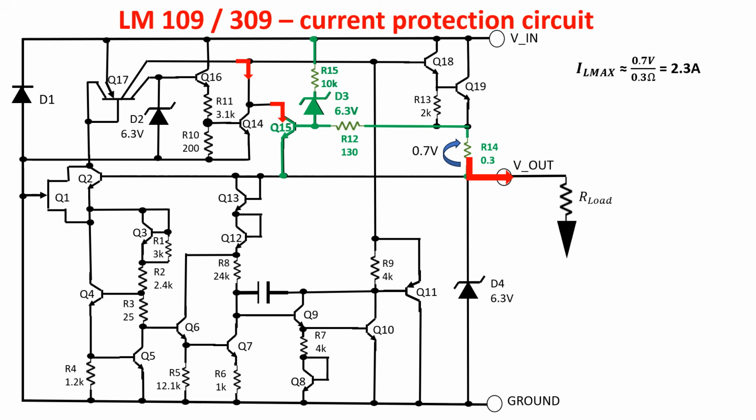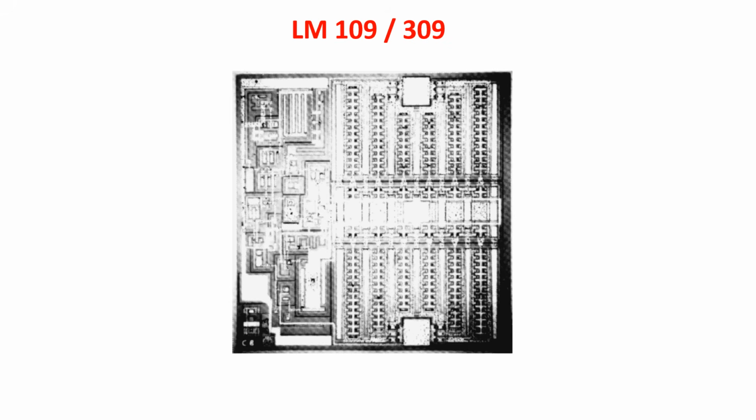Moreover, if Vin minus Vout, so if the dropout voltage is more than 7 volts, this branch is activated. A current flows in R12, creating a voltage drop. In this way, you need less current on R14 to turn on Q15, thus making the load current limit less than 2.3 amps. Here you see a photomicrograph of the regulator chip.